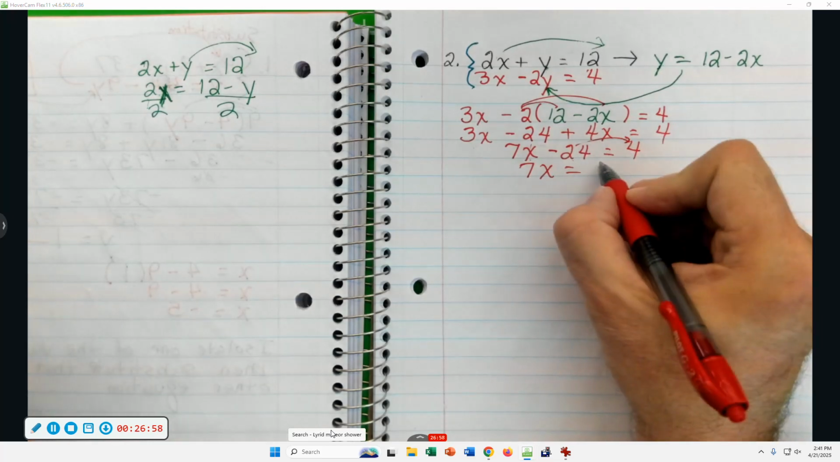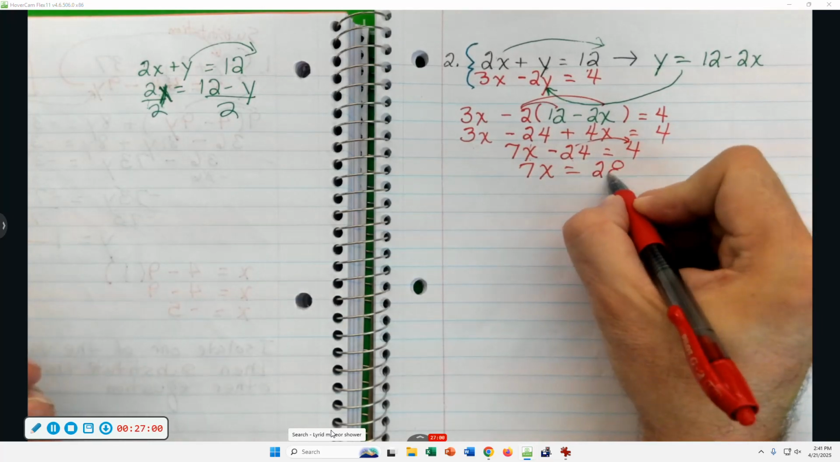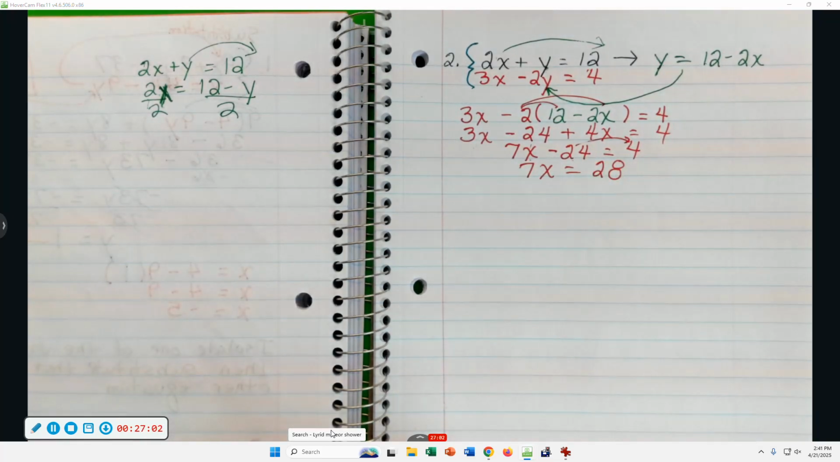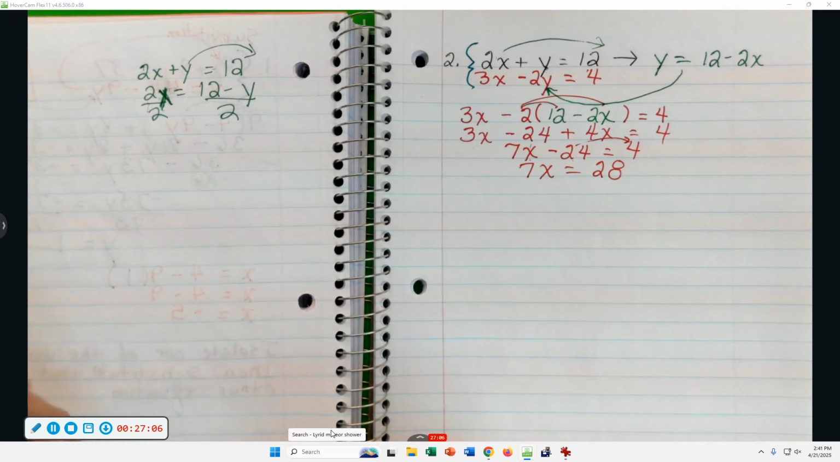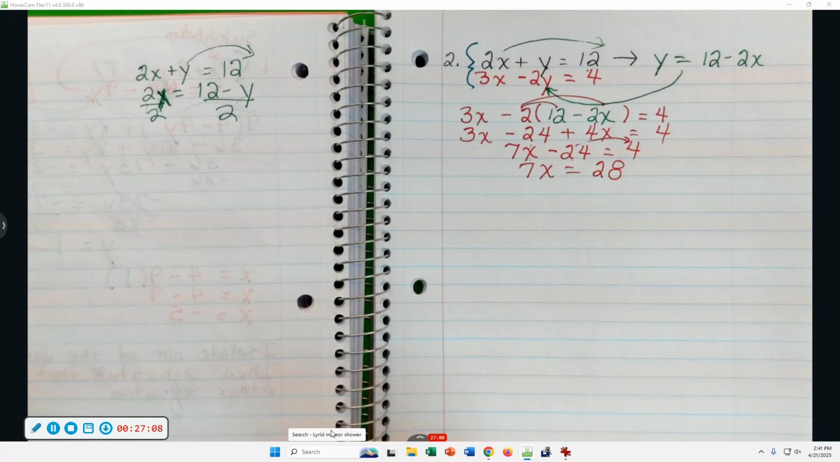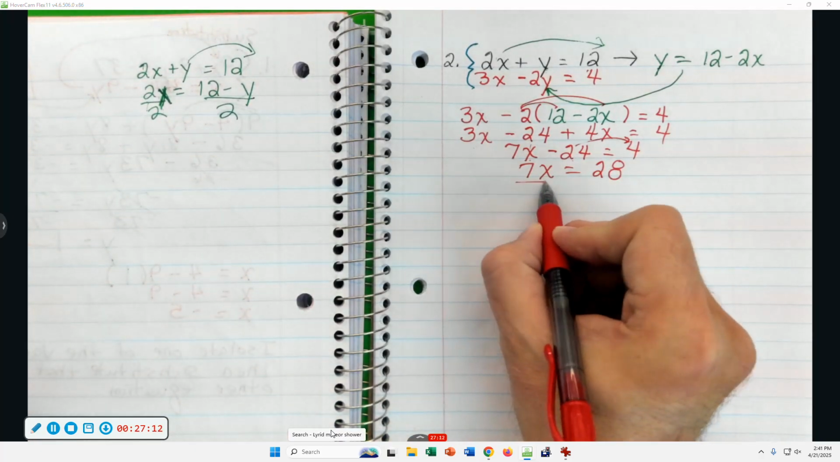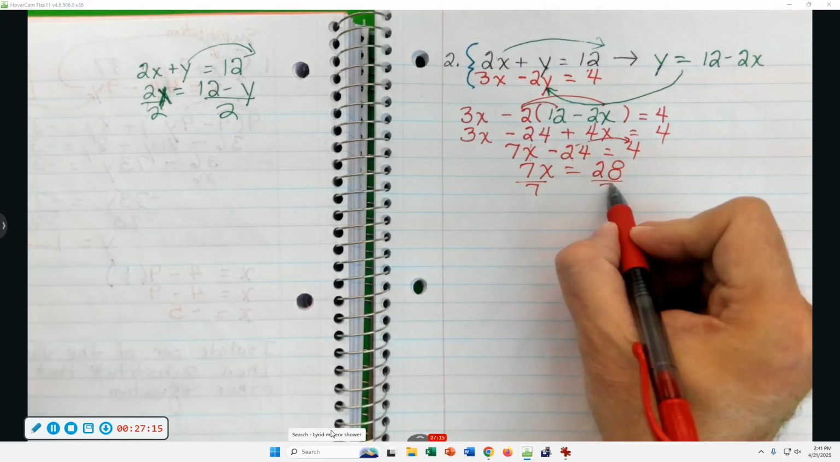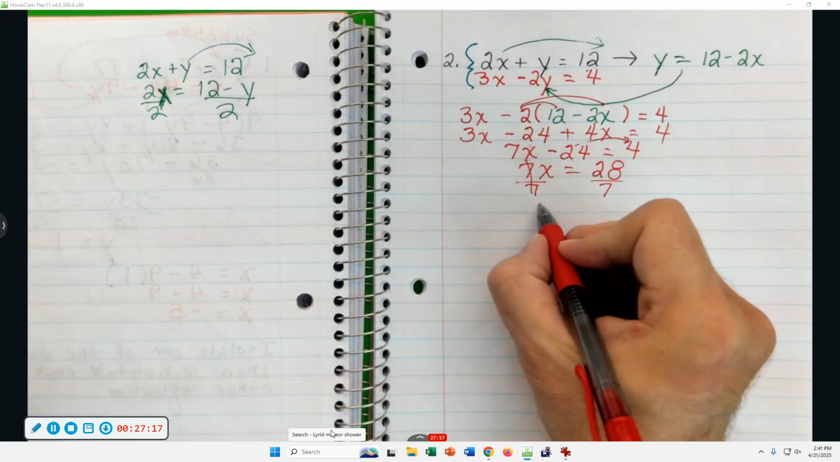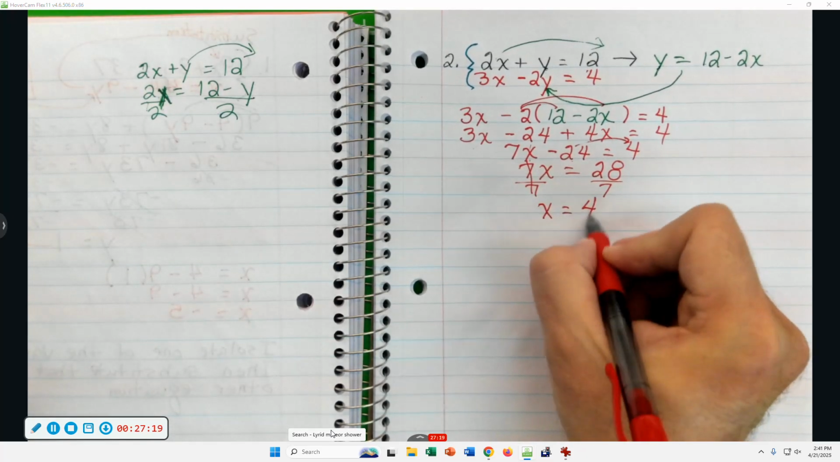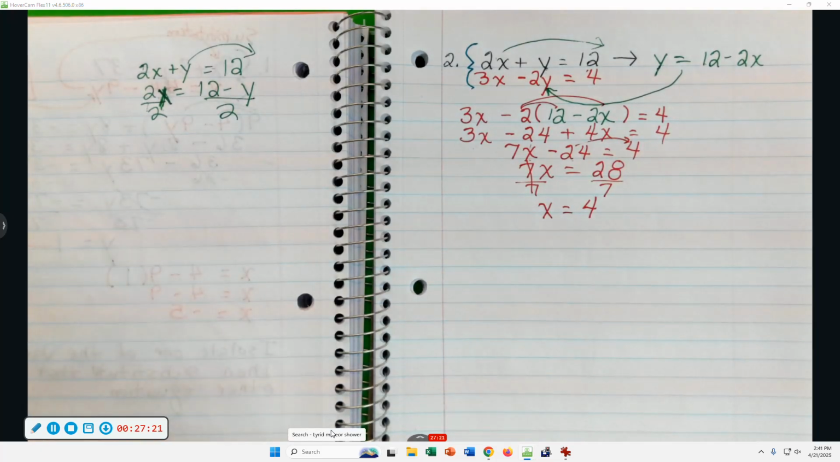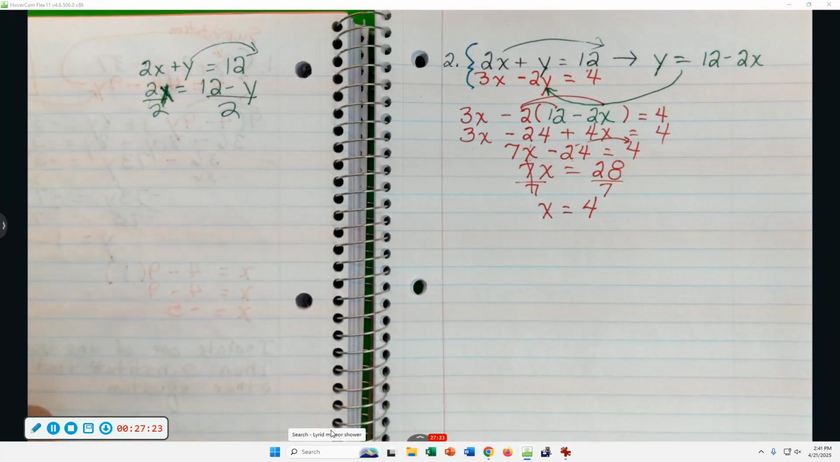Oh, I'm hoping we don't get a fraction here. 28. No. I know. And look at that. Isn't my lab nice to us? What are we about to get for x? 4. I was thinking we might get a fraction on this one. Fortunately, we didn't. But you could get a fractional value, but then you have to substitute in that fraction to get the other value. Here it's just a 4.